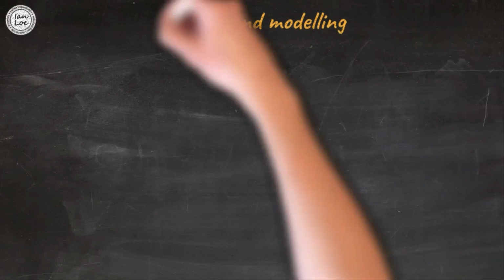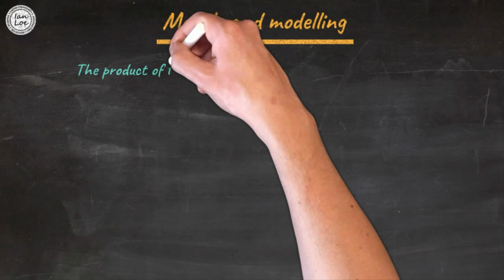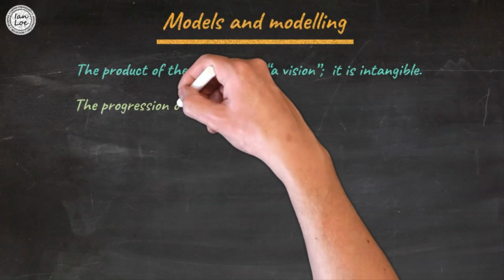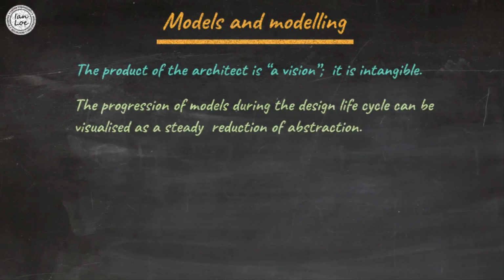In this session, we will talk about models and modeling. Models and modeling skills are key to being a good architect. The product of the architect is a vision, it is intangible. The progression of models during the design lifecycle can be visualized as a steady reduction of abstraction.